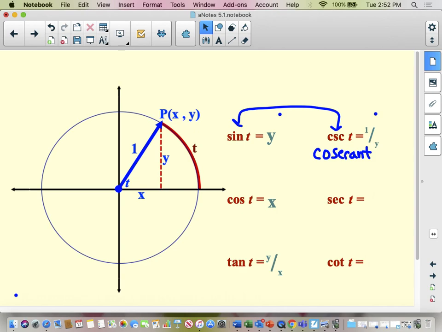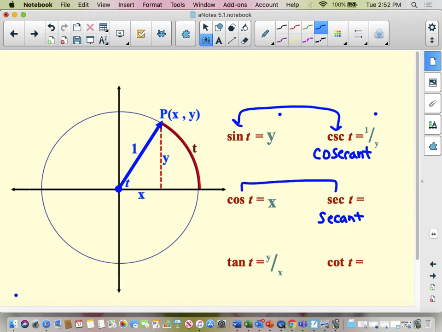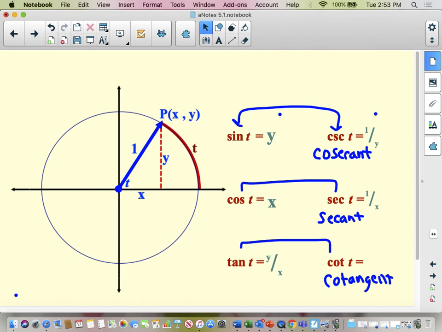On that same note, SEC, which is pronounced secant, is the reciprocal of the cosine value. So if you know cosine is x, your secant is 1 divided by x. And as you can imagine, COT, which is cotangent, that's the only logical name here, is the reciprocal of the tangent. So if you know tangent is y over x, then cotangent is x over y. You need to know those, okay?